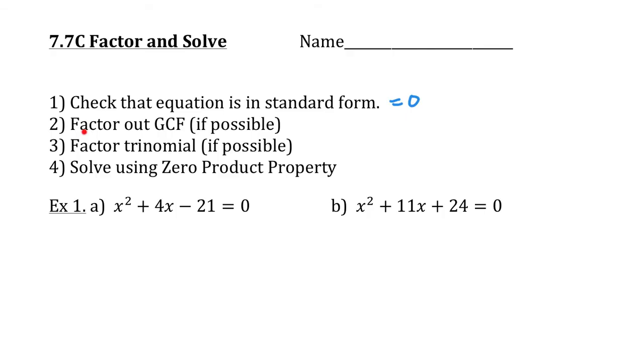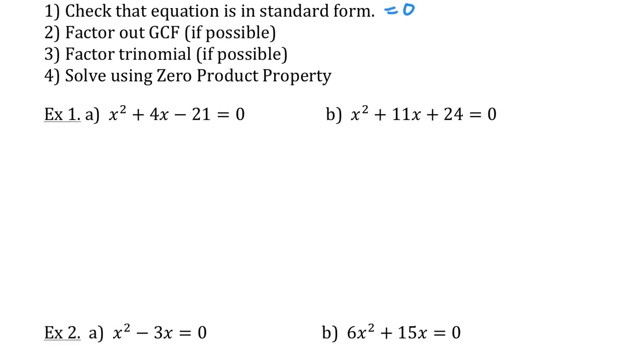Okay, if there is a greatest common factor, we're going to factor it out. If it's possible to factor the trinomial, we will do that. And then at the end, we're going to solve the equation using the zero product property. So let's go ahead and look at the first one.